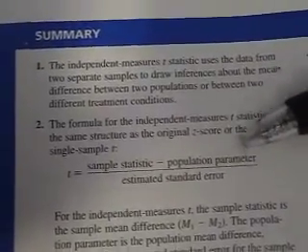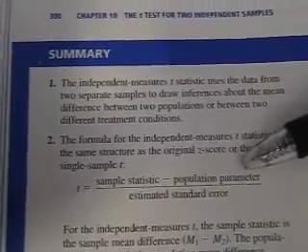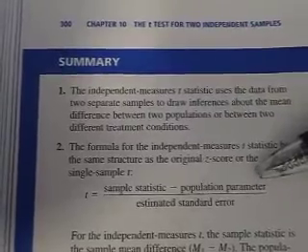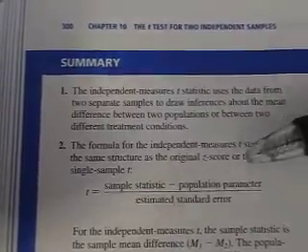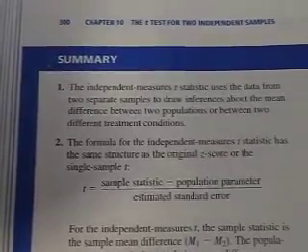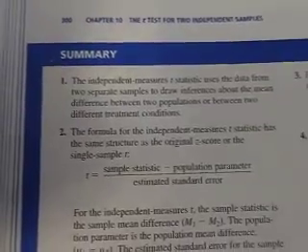This top right here, sample statistic minus population parameter, this is saying, what do we have? How far off are we? How close are we to what our goal was? The bottom here, this estimated standard error, is telling us what would we expect to be off.